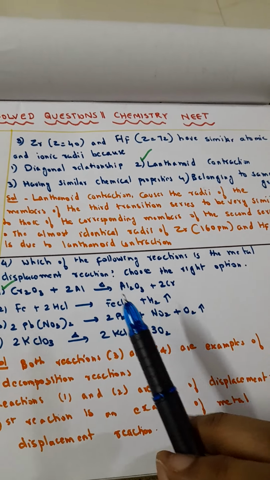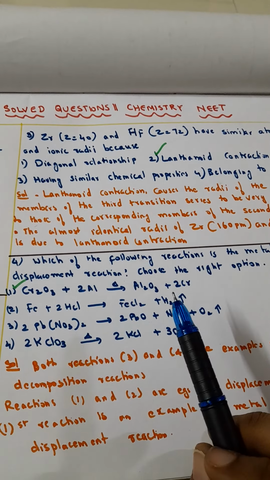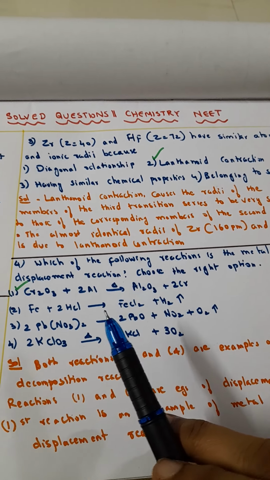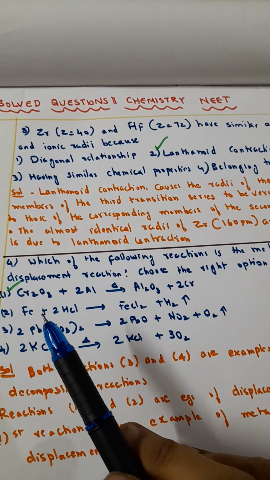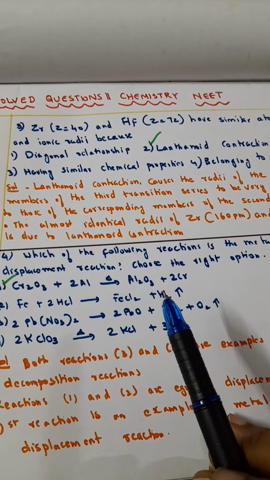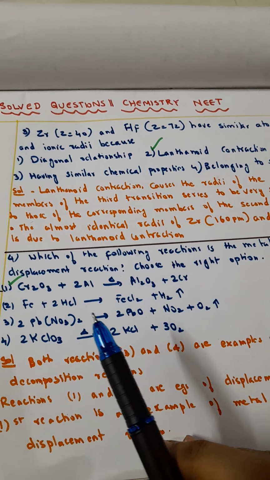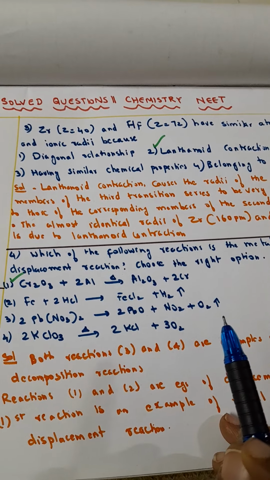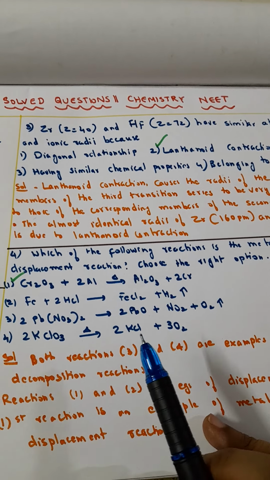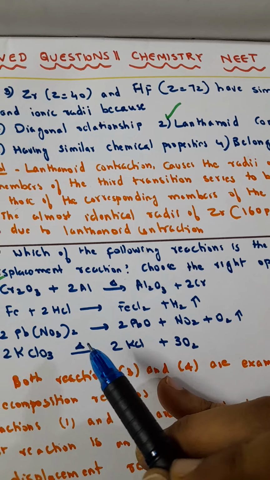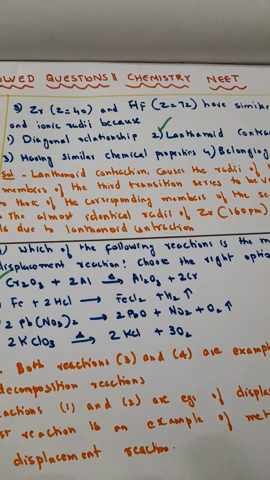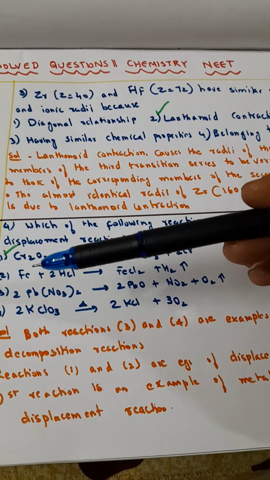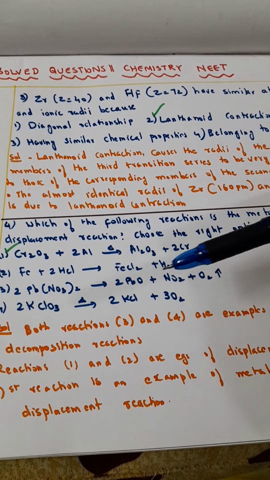Okay, next question. Which of the following reactions is the metal displacement reaction? Choose the correct option. So metal displacement reaction example they are asking. You are having 4 choices. Cr2O3 plus 2Al gives Al2O3 plus 2Cr; Fe plus 2HCl gives FeCl2 plus H2; 2Pb(NO3)2 gives 2PbO plus 4NO2 plus O2; then 2KClO3 on heating. See, what does this triangle indicate? It shows that heating is taking place. 2KCl plus 3O2. Now see, options 3 and 4 are examples of decomposition reaction.